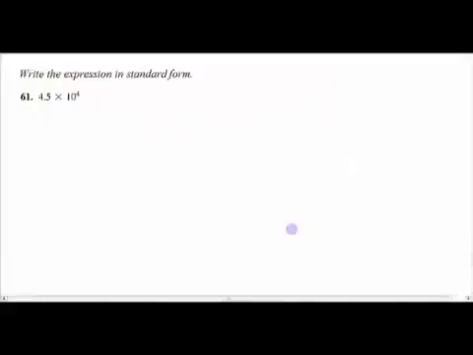Write this expression in standard form: 4.5 times 10 to the 4th. We would take our decimal and move it to the right 4 places. This gives us 45,000. So 4.5 times 10 to the 4th is the scientific notation of writing 45,000.